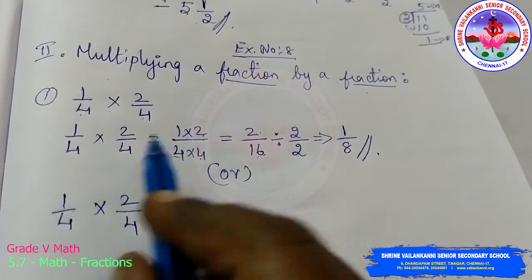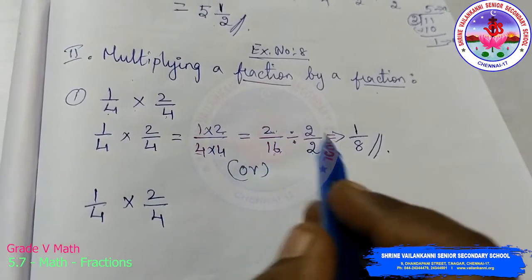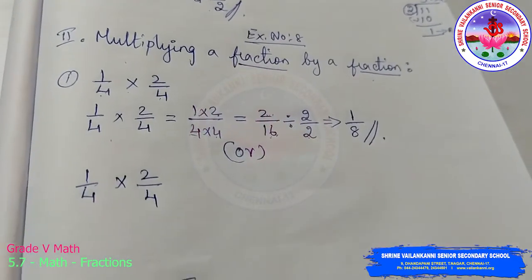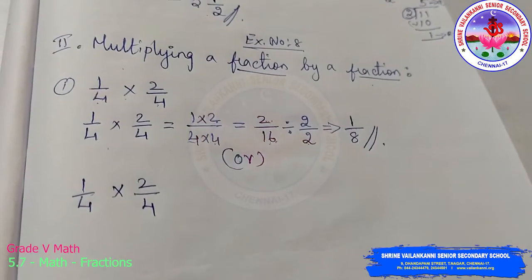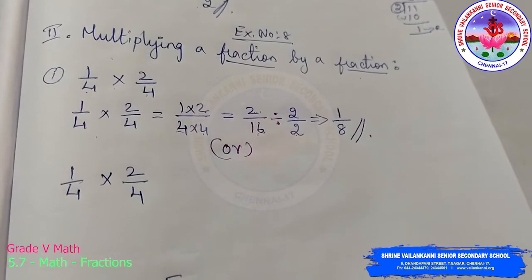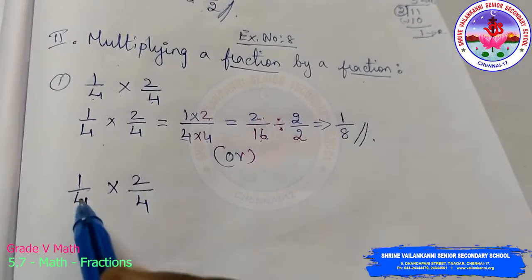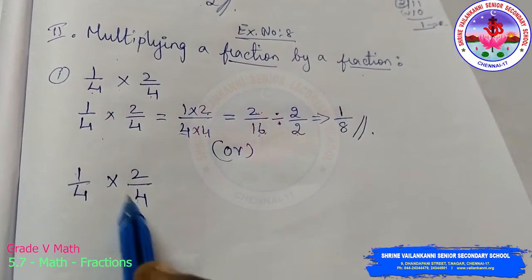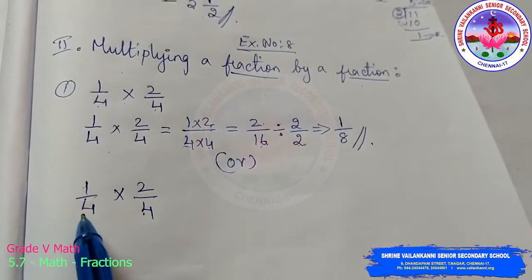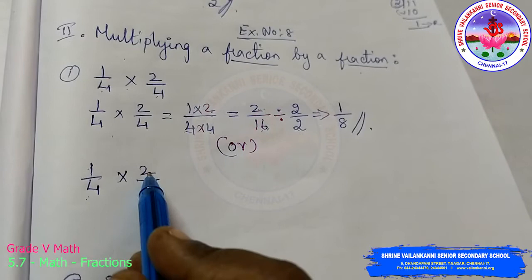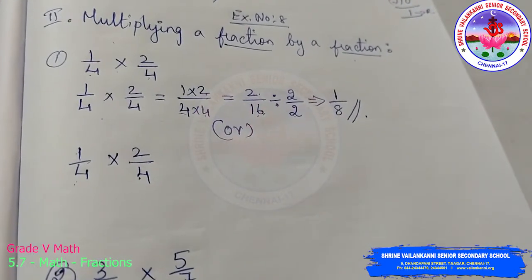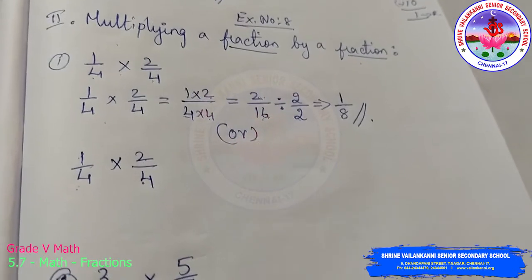See, instead of directly multiplying the numerator and numerator, denominator and denominator, you can simplify. That is, you can do the cross division. You can consider the opposite numbers, the numerator and the opposite denominator, the denominator and the opposite numerator, and compare them. You can take a common factor for those opposite numbers and do division.